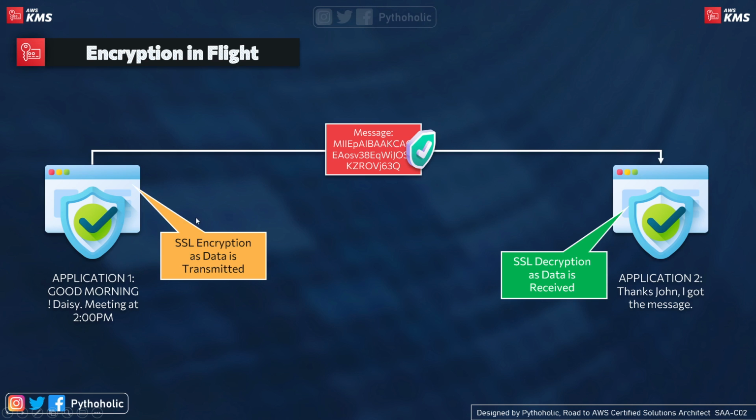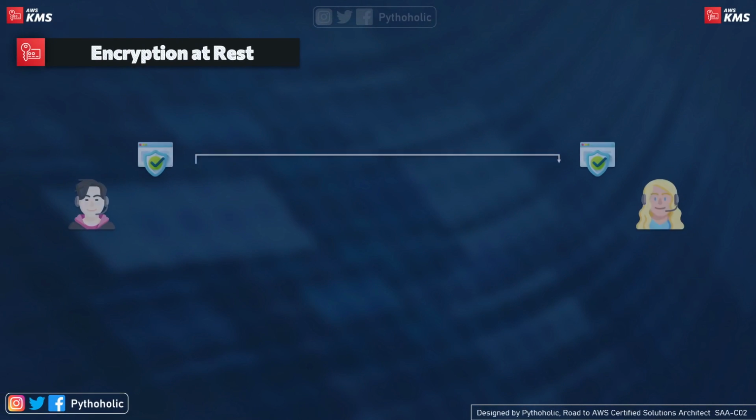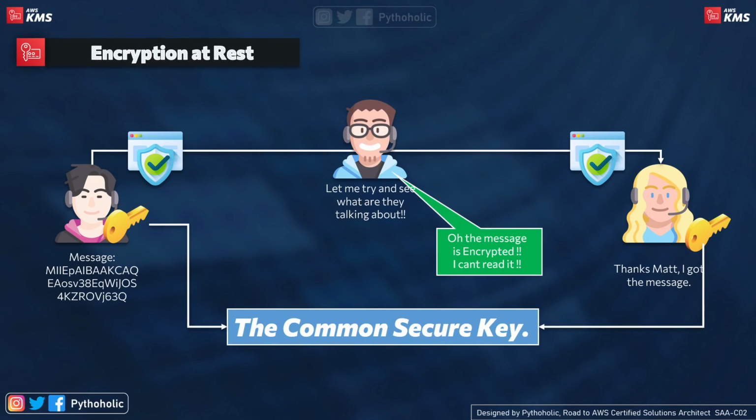So here we are using SSL encryption for the data, or the encryption in flight. Remember, whenever you see a question or concept in AWS which talks about encryption in flight, think about SSL/TLS. And when it comes to encryption at rest, the biggest difference here is that the data with user 1 is encrypted.